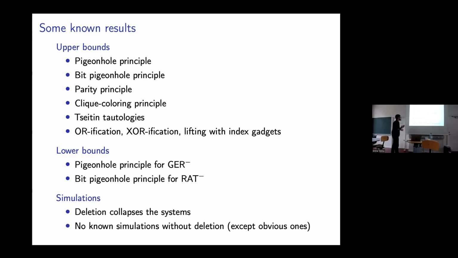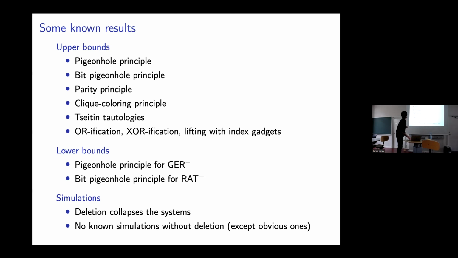And in terms of simulations, it's known that if you give a system deletion, at least as far as we know, it collapses almost all of the systems. I mentioned that we could have DVC, DRAT minus, DSBC, DSPR, all those versions. If you give them deletion, then DVC minus ends up simulating every single one of them. So deletion actually buys you a lot of power in that sense, because I'll show that there are separations across those systems if you don't have deletion. And there are no non-simulations without deletion, except the obvious ones, where one system generalizes the other one, so that the general system immediately simulates the other one.